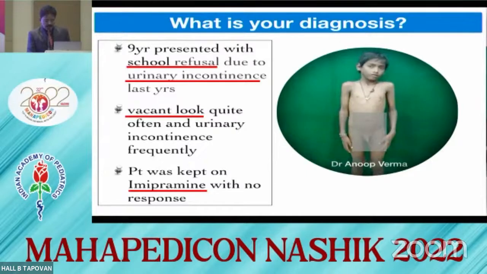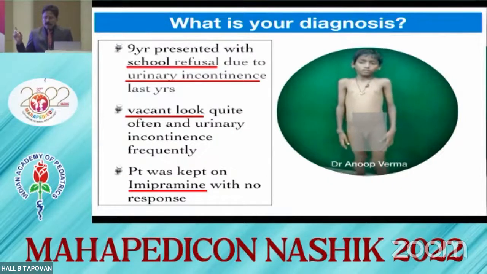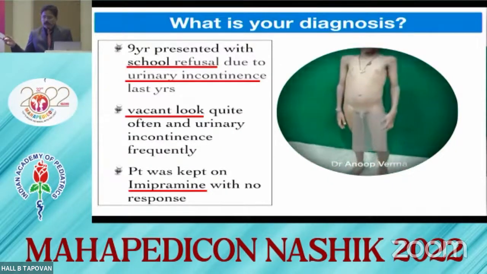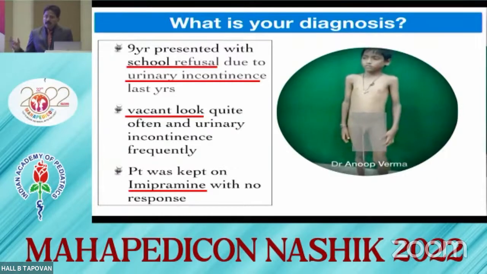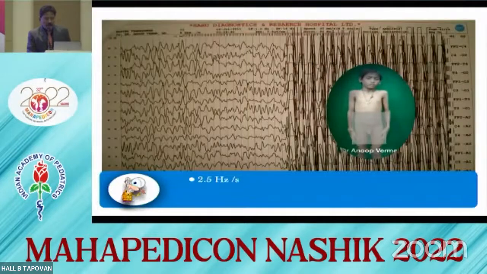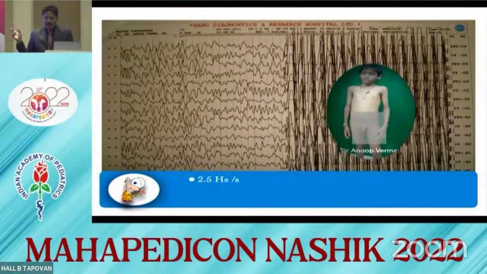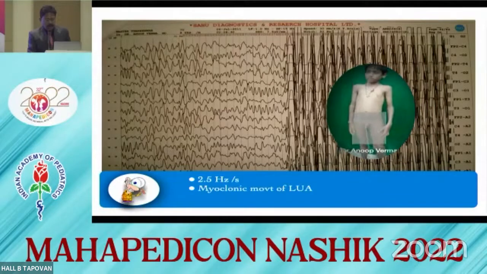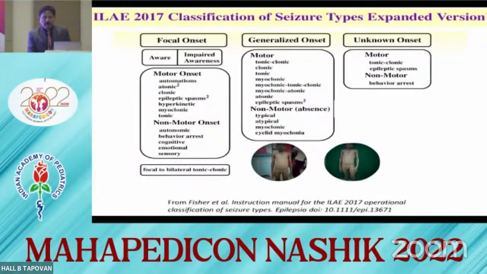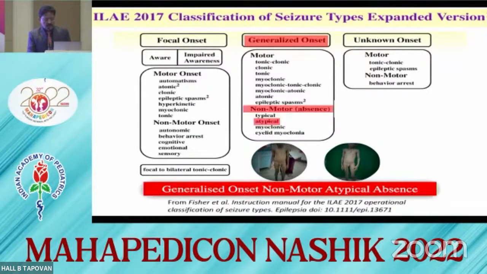So when we saw that he is having behavioral arrest, we were able to hyperventilate this child. Now see, he is hyperventilating. Just see, after hyperventilation for 2 to 3 minutes, he has started passing urine, and he is not aware. He is passing urine in my OPD. That is the CPC. The hyperventilation-induced spikes and waves, two to 2.5 per second, with myoclonic movements are there. This was atypical absence epilepsy. If we classify this according to ILAE 2017, it is a generalized onset, non-motor, atypical absence.